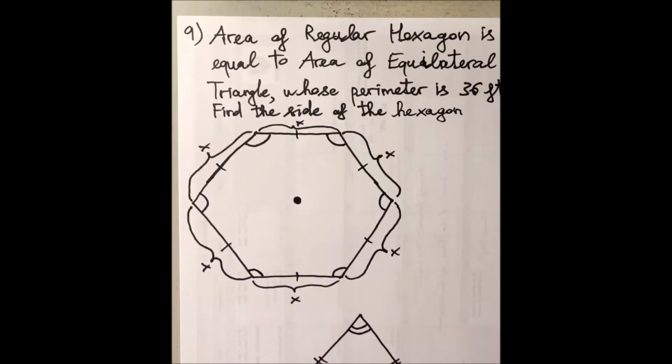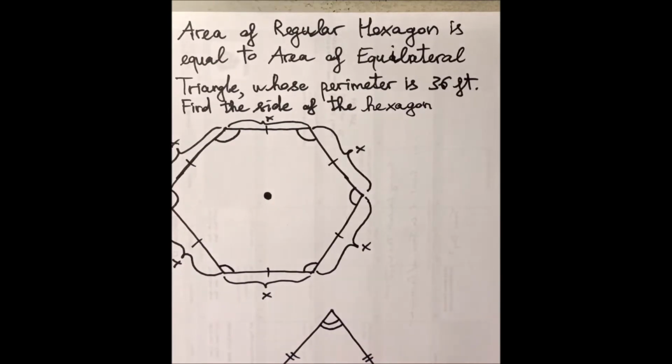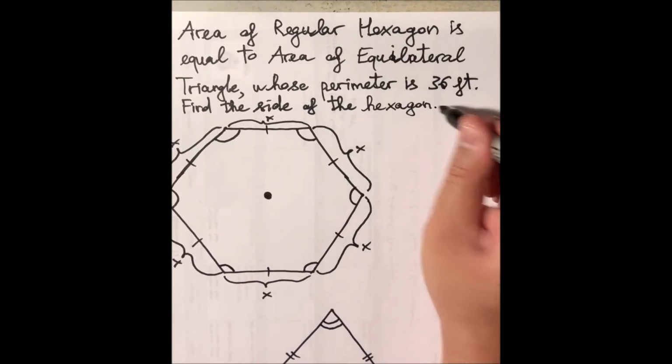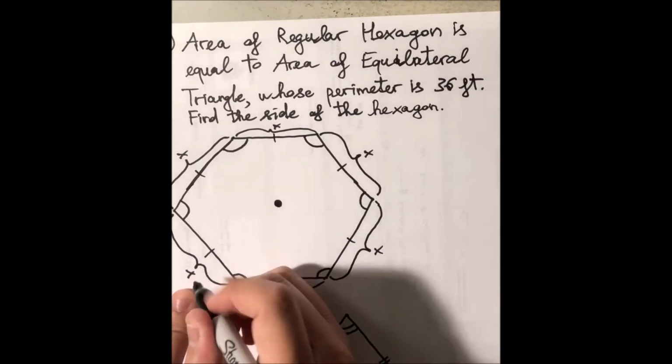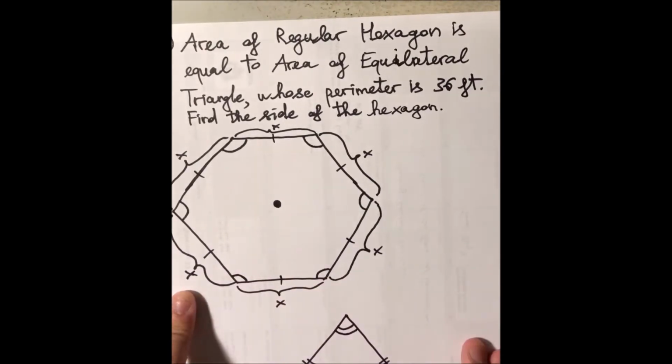Okay, here's example 9 of working with the area of regular polygons. In this case, we are given the problem that says the area of the regular hexagon is equal to the area of the equilateral triangle whose perimeter is 36 feet. And we are supposed to find the side of the regular hexagon. So the side of the regular hexagon is denoted by the variable x that I already drew out right here.